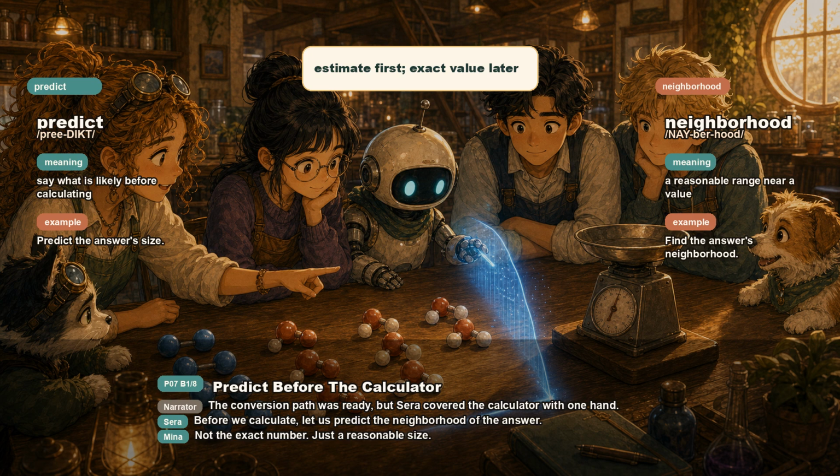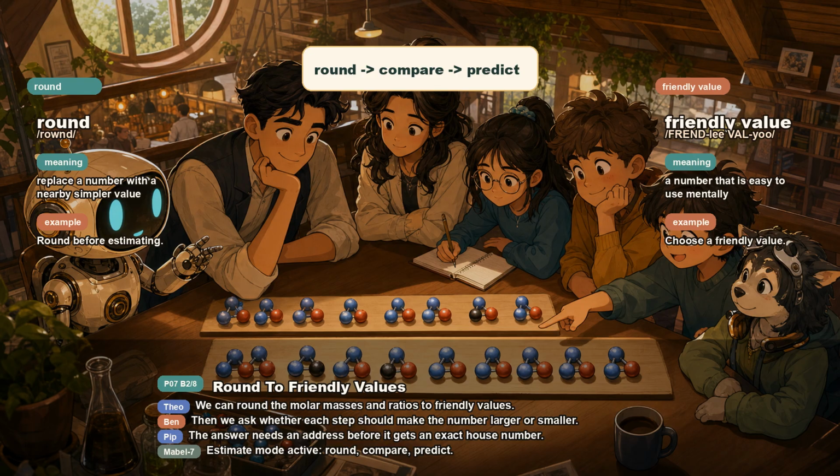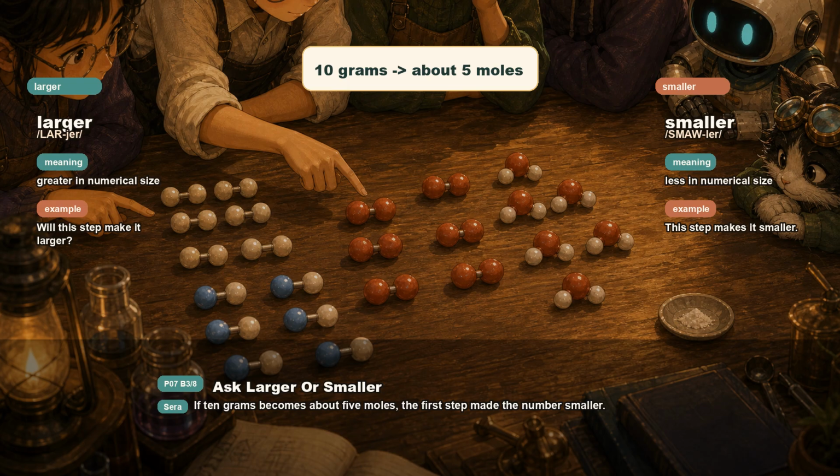Before we calculate, let us predict the neighborhood of the answer. Not the exact number, just a reasonable size. We can round the molar masses and ratios to friendly values. Then we ask whether each step should make the number larger or smaller. The answer needs an address before it gets an exact house number. Estimate mode active: round, compare, predict.